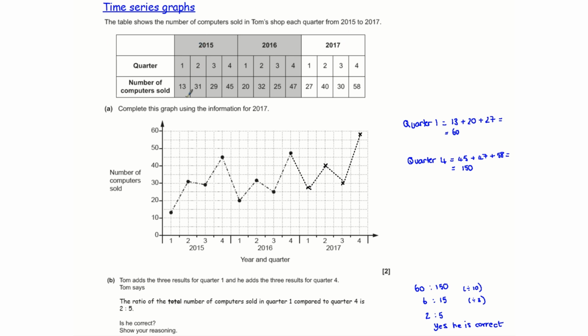So if we just focus on quarter 1, well, it was 13, then it was 20, then it was 27. See if the same thing happens in quarter 4. Well, it's 45, 47, 58. So overall, the sales are increasing.